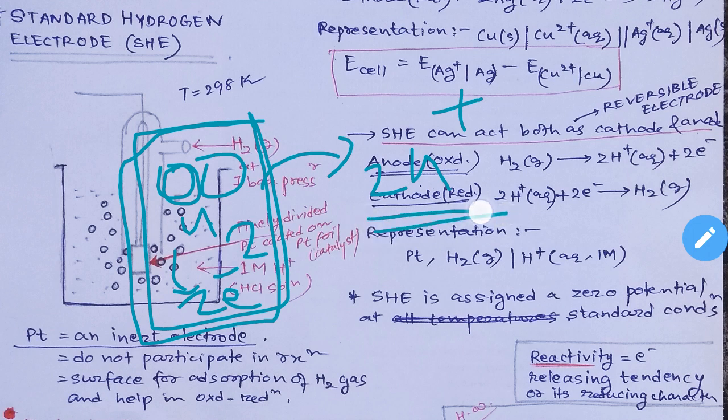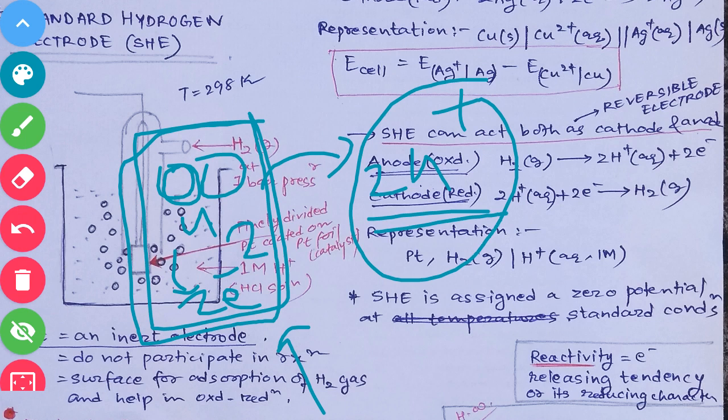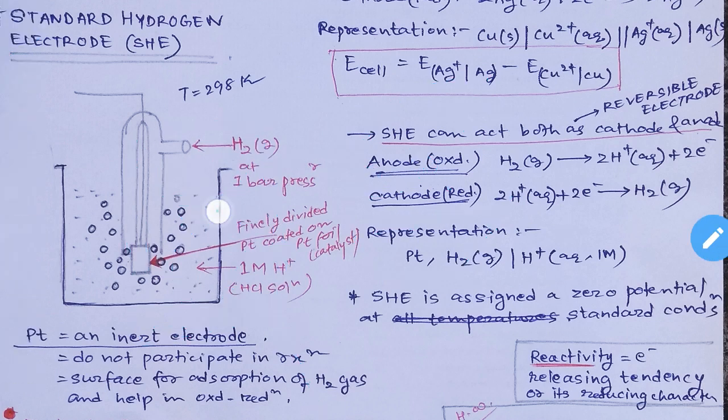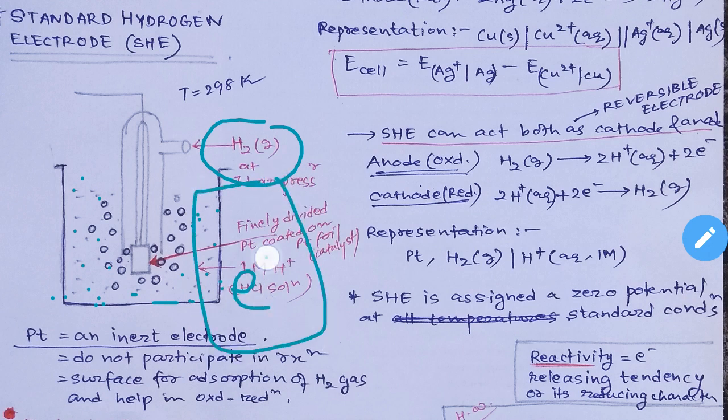Now what will happen when reduction has to take place? When the standard hydrogen electrode has to act as the reduction half cell, the 2H plus ions which are generated from this H2 gas will go into the solution, this beaker you can see. These 2H plus ions will accept the electrons, because you have seen that the H2 gas has left electrons while changing to H plus, right?